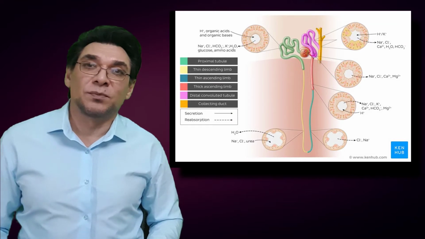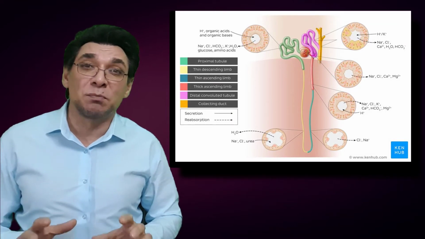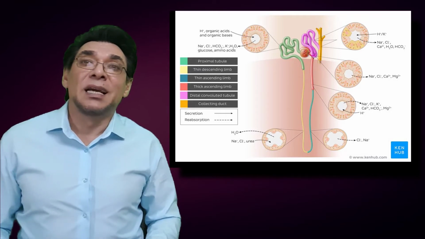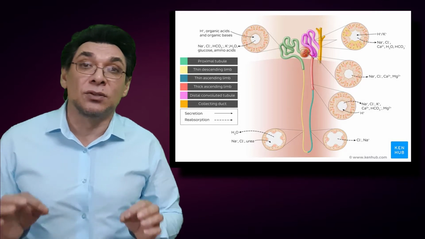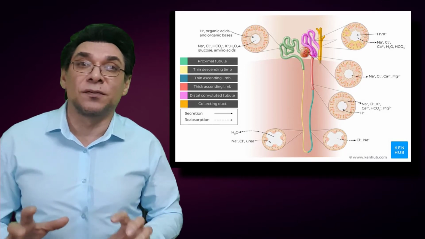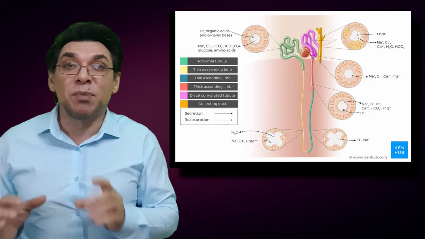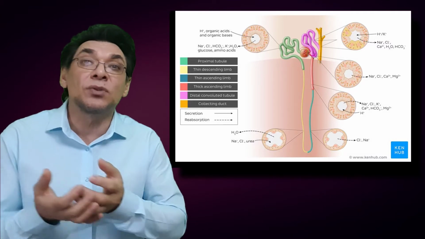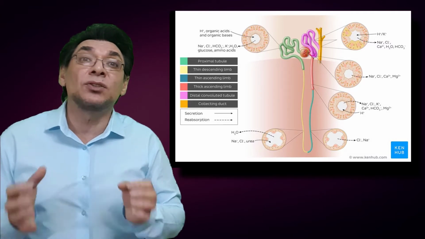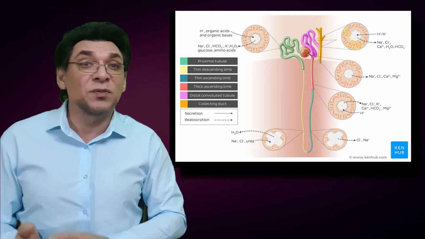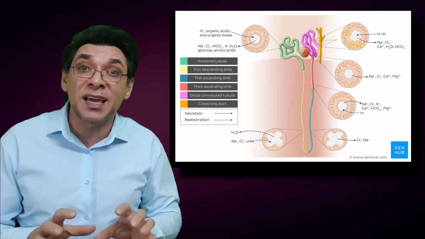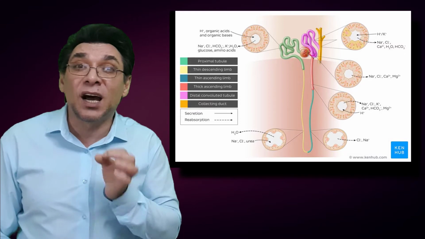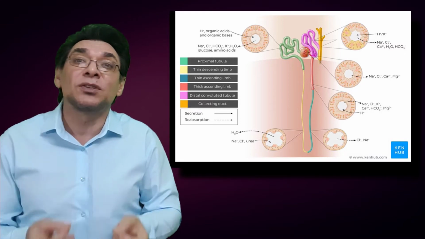Tubular reabsorption. As the filtrate flows from the Bowman capsule through the proximal convoluted tubule, loop of Henle, distal convoluted tubule, and collecting duct, many of the solids in the filtrate are reabsorbed. About 99% of the original filtrate volume is reabsorbed and enters the peritubular capillaries. The reabsorbed filtrate flows through the renal veins to enter the general circulation. Only 1% of the original filtrate volume becomes urine.